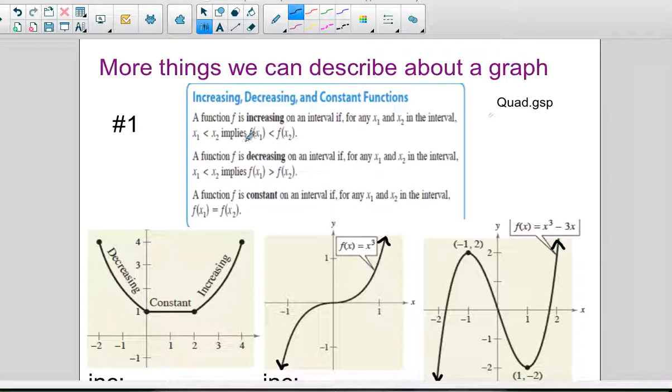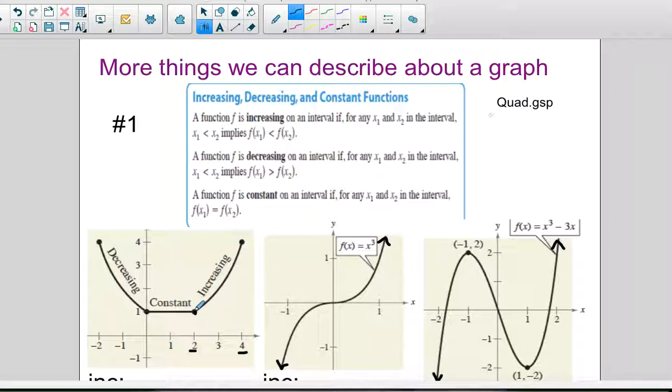So for that interval, f of x sub 1, so it just means the y value where the first x is, is less than the y value where the second x is, right? So what does that mean? So this part right here says increasing, so this must be right. So this would be x sub 1, it would be 2. And then x sub 2 would be here at 4, right? So f of x sub 1, so the y value right here, which is 1, is less than the y value here, which is 4, which is true, right? So this is a really complicated way of saying the graph is going up from left to right.